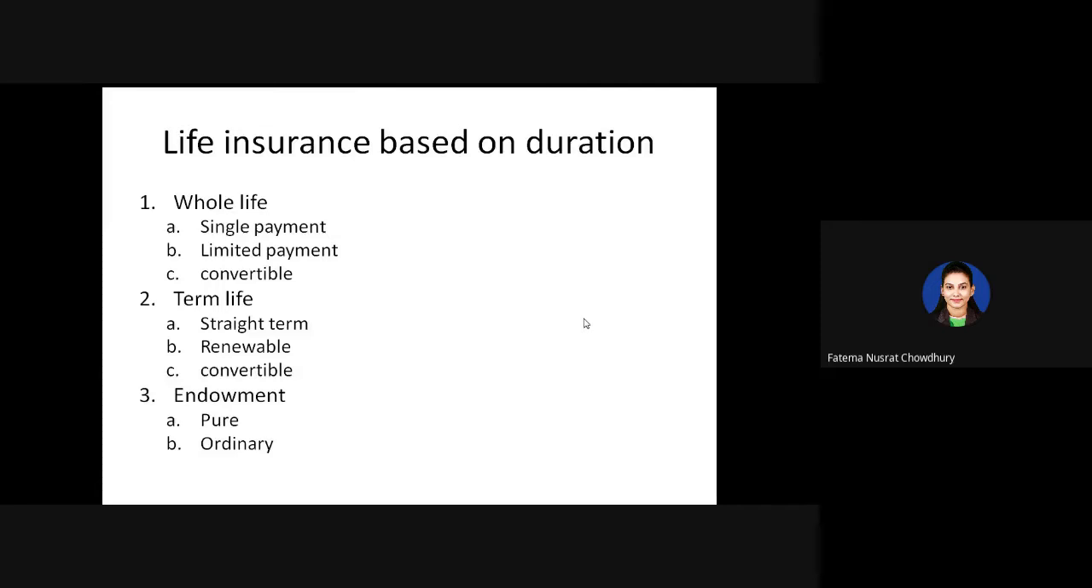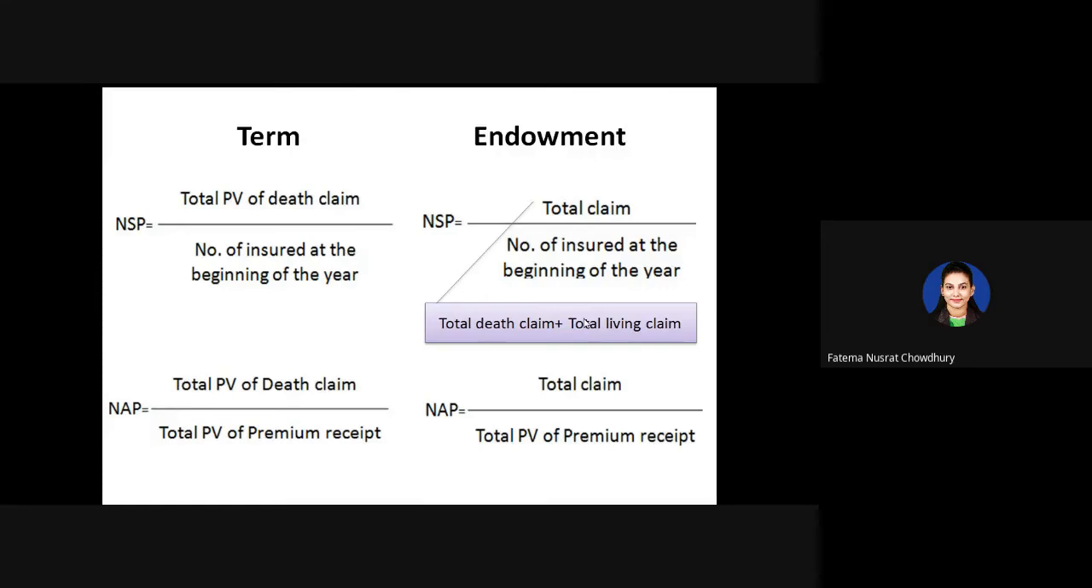Okay, so in this case, if the insured is alive, the claim payment will be made to the insured, who is the beneficiary. If the insured is not alive, he is expired or dead after the certain time period, it will be paid back to the nominee. So this is basically the endowment. Thank you. Next we will go to the formulas.